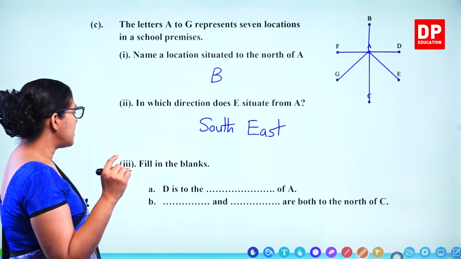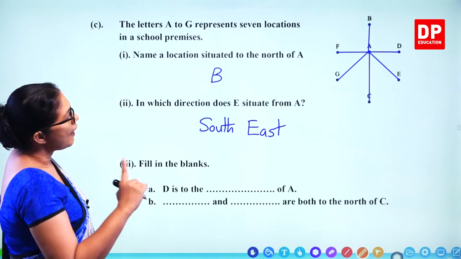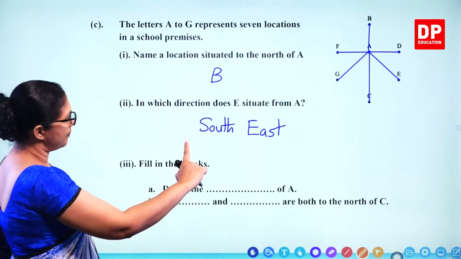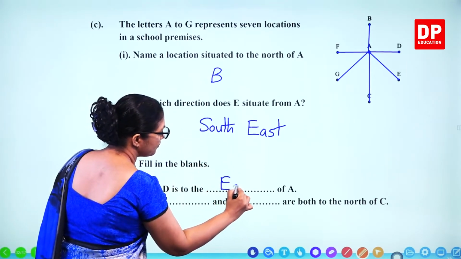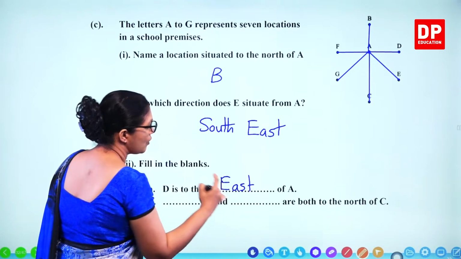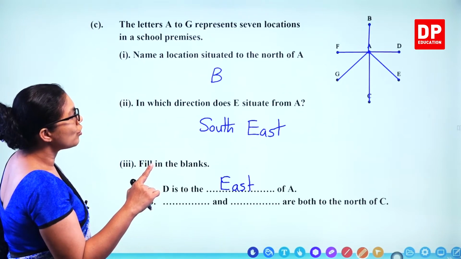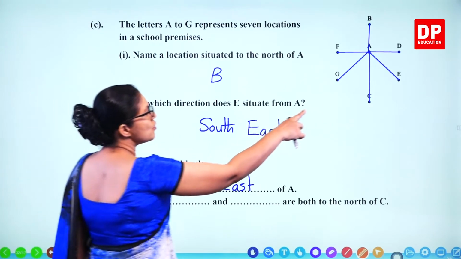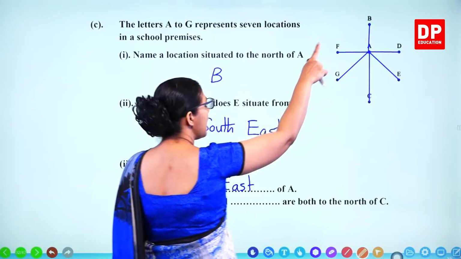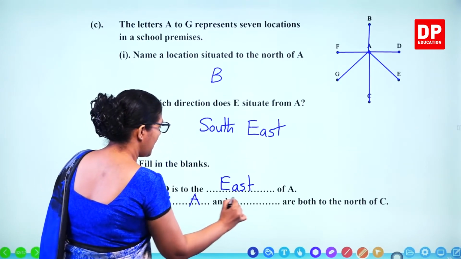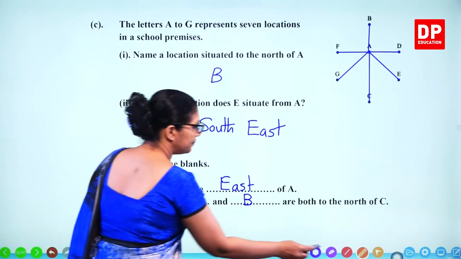Fill in the blanks. D is to the east of A, to the right side. And 2 places are both to the north of C. So when you take C, north means A and B. A and B.